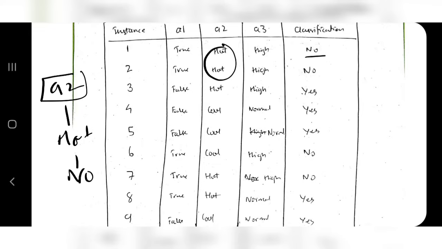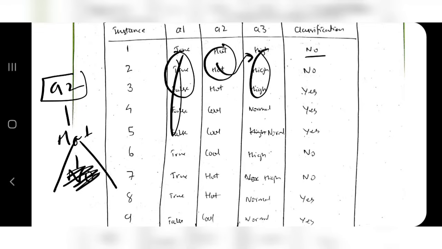But here we have a mixture, so I cannot write no here. I'll be further classifying hot based on the other two attributes. What are the other two? I'll be considering A3, right? Because A1 is not over; we can consider A1 also and A3 also, both we can consider. On the basis of what we'll consider A1 or A3, we'll learn later, but we will choose either of these, and the separation will be made based on that.